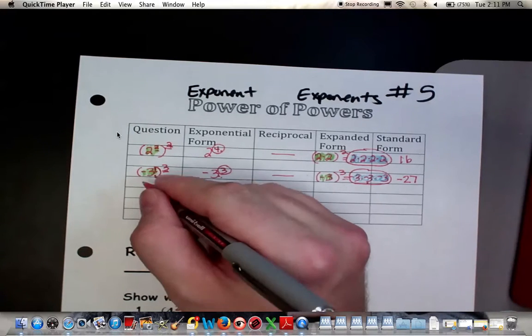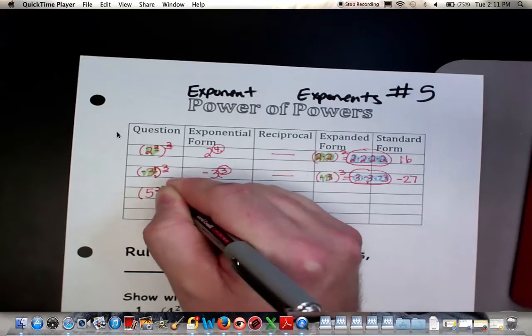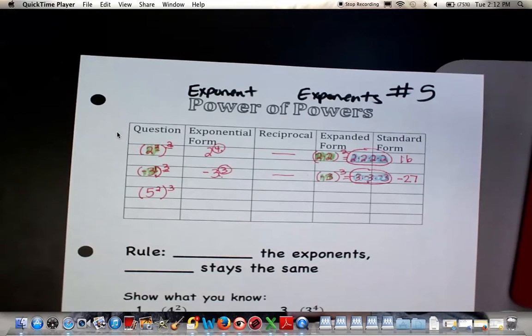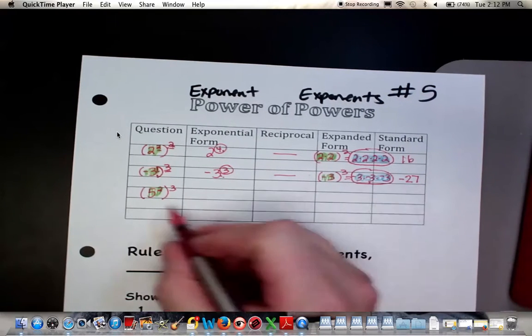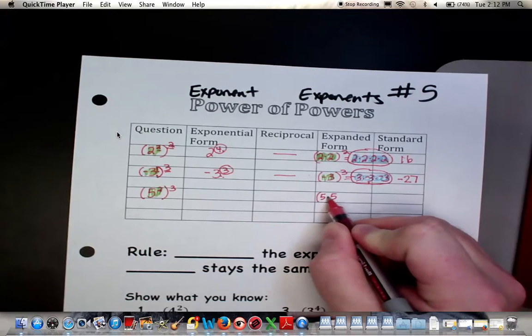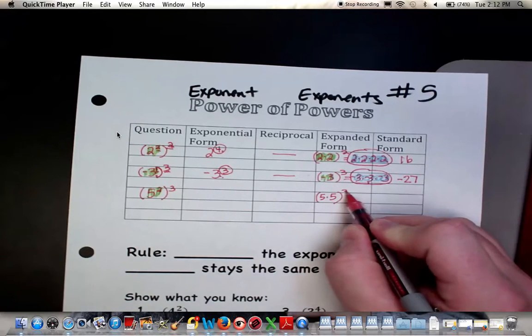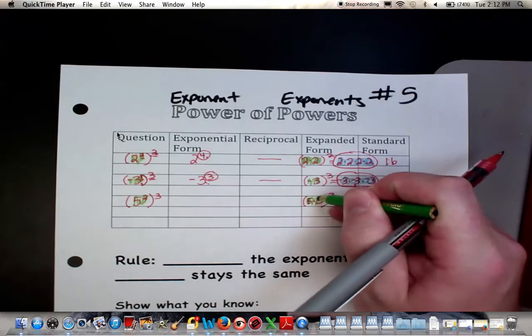So I'm going to use this one here: 5 squared to the third power. I'm going to expand out the square. 5 squared expanded out is simply 5 times 5, and then I've got the third power on the outside. So there's what I've got.